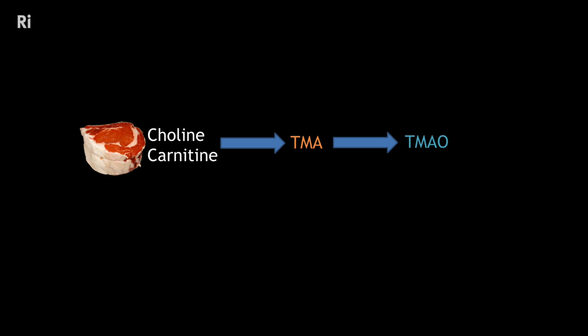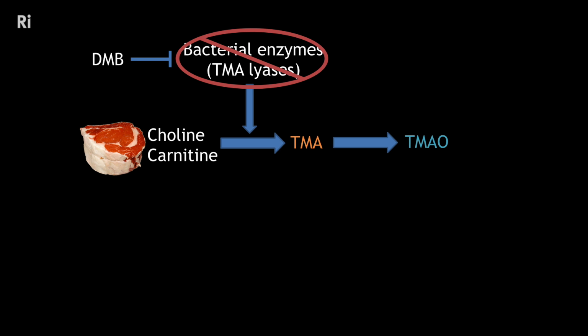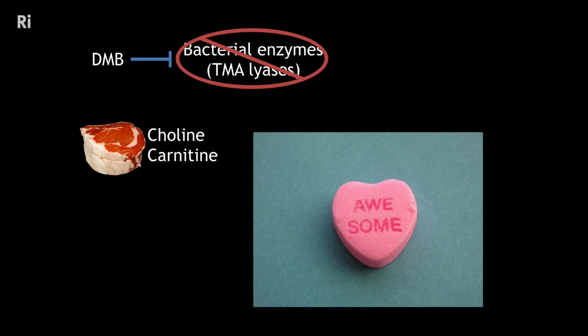The alternative is to go for that step. And that step from choline and carnitine to TMA, that is done by bacterial enzymes. And there are drugs, like one called DMB, which can stop those enzymes from working and therefore shut that pathway down early. Great for our health, great for our heart.